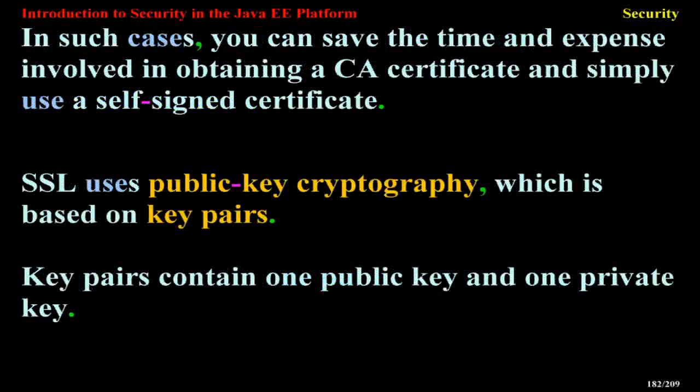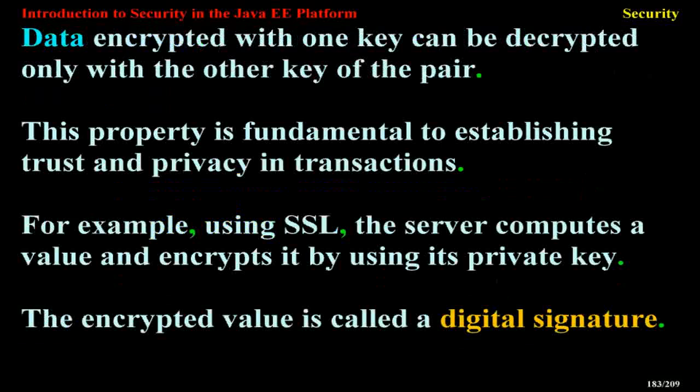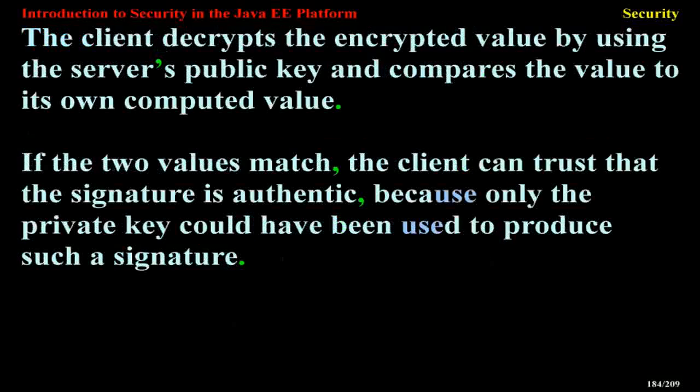Key pairs contain one public key and one private key. Data encrypted with one key can be decrypted only with the other key of the pair. This property is fundamental to establishing trust and privacy in transactions. For example, using SSL, the server computes a value and encrypts it by using its private key. The encrypted value is called a digital signature. The client decrypts the encrypted value by using the server's public key and compares the value to its own computed value. If the two values match, the client can trust that the signature is authentic, because only the private key could have been used to produce such a signature.